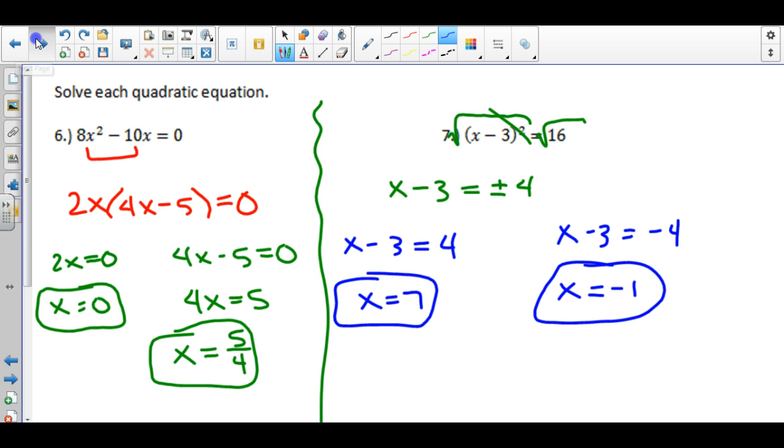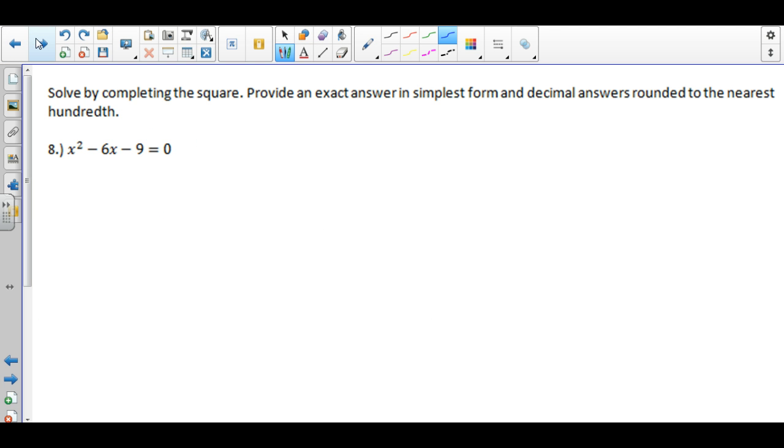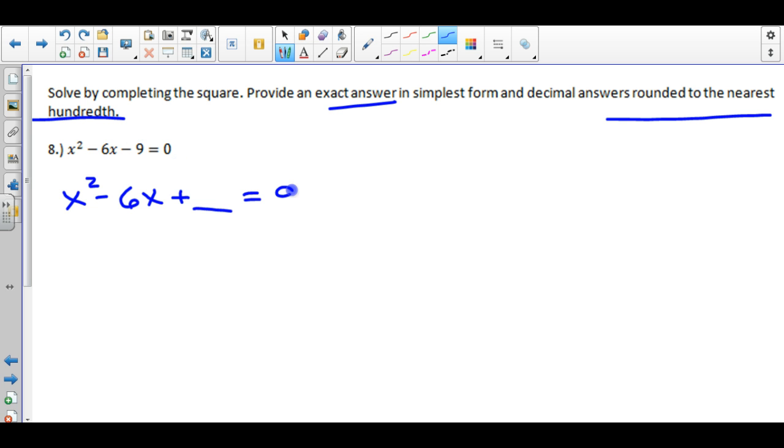Alright, moving on. Okay, next one we're going to do that completing the square. So we're going to complete the square, and this is provide an exact answer in simplest form, and then I want the decimals rounded to the nearest hundredth. Okay, so the first step in completing the square was to move that constant term to the other side. So I'm really going to have x squared minus 6x plus something, and I'm going to bring the 9 over, and I'm also going to put the plus something over here.